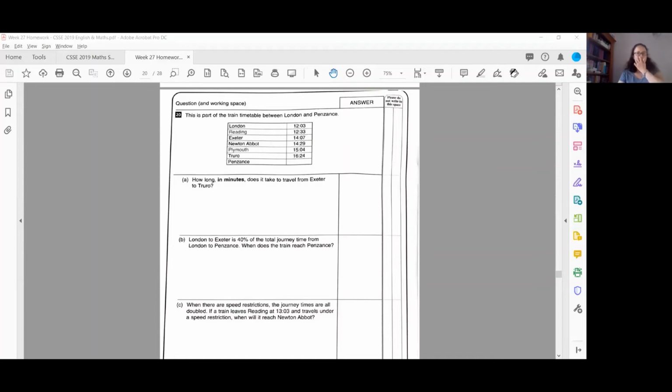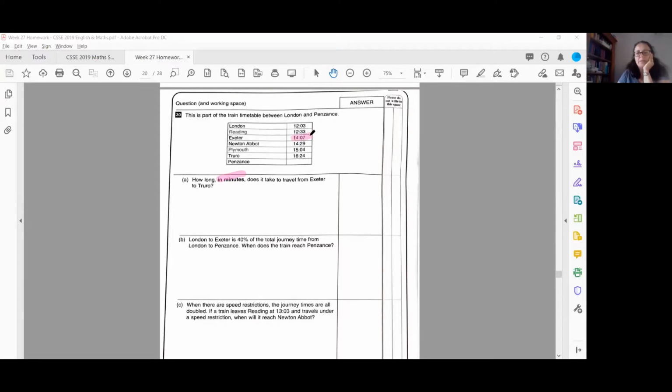Look at this timetable question, and I'm just going to get my pen up. So if we look here, we're told this is part of the main timetable between London and Penzance. So we have London here, all the times down to Truro, but no time for Penzance. Now the first question asks us how long in minutes does it take to travel from Exeter to Truro.